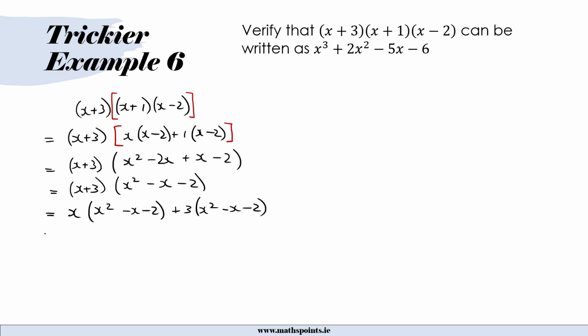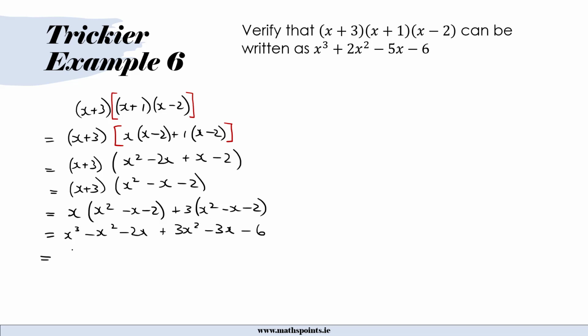So it's a long sum, lots of opportunities to make mistakes. So it's key that you put these red brackets around 2 of the original brackets just to bracket them off first and do them. So x by x squared is x cubed, x by minus x is minus x squared, x by minus 2 is minus 2x, 3 by x squared is 3x squared, 3 by minus x is minus 3x, and 3 by minus 2 is minus 6.